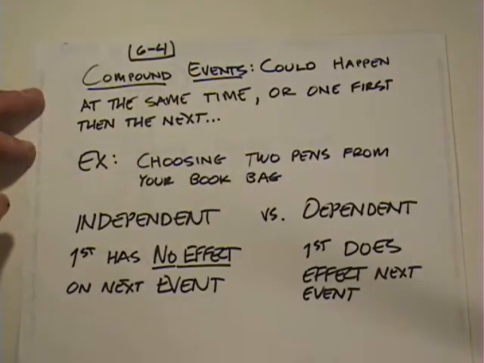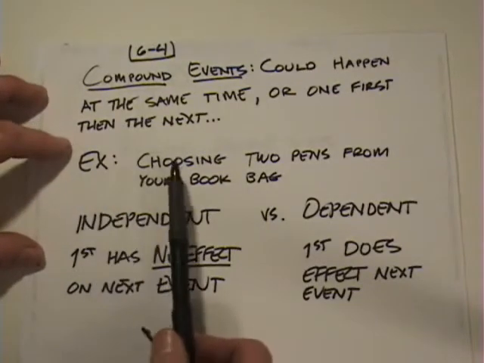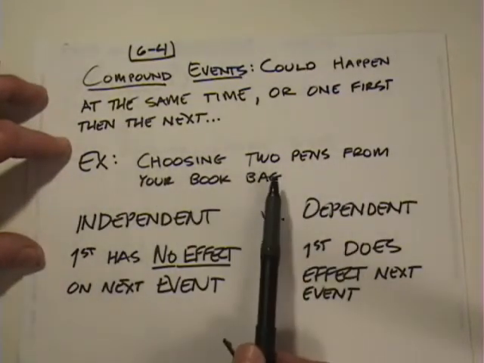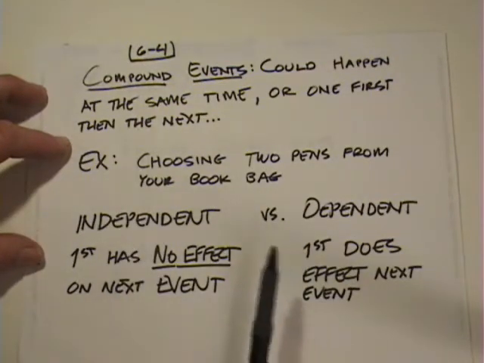If you're rolling two dice, it really doesn't matter if you roll them both or roll one and then the other. If you're choosing two socks from your drawer, it doesn't matter if you choose both and then look at them or choose one and then the other. Okay? So here's an example. Just suppose you're choosing two pens from your book bag. Okay? You could choose two at once or one after the other.